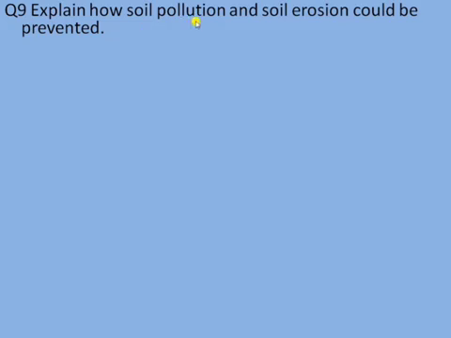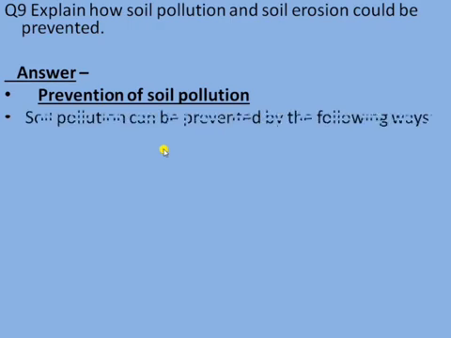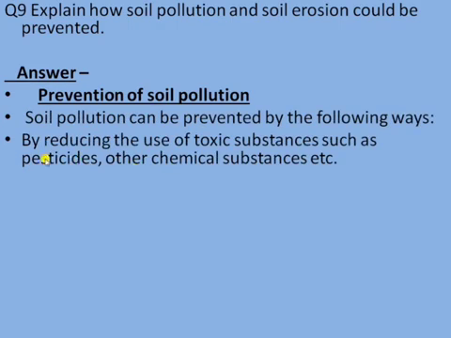Explain how soil pollution and soil erosion could be prevented. The first answer of this question is the prevention of soil pollution. Soil pollution can be prevented in the following ways. The first is by reducing the use of toxic substances such as pesticides and other chemical substances used in agricultural land.